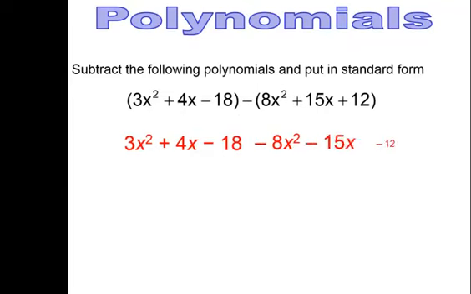Remember here, you're going to have to distribute that negative to that second parentheses. So it's going to be the opposite sign for everything. And then you want to combine like terms. 3x squared minus 8x squared is going to give you a -5x squared. Plus 4x minus 15x is going to give you a -11x. And then a -18 minus 12 is going to give you a -30.